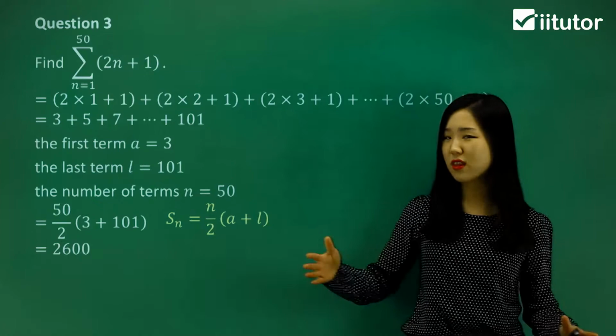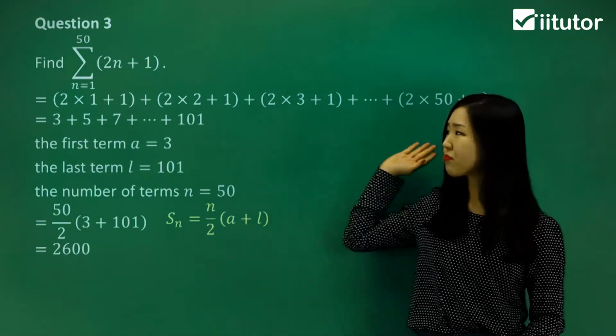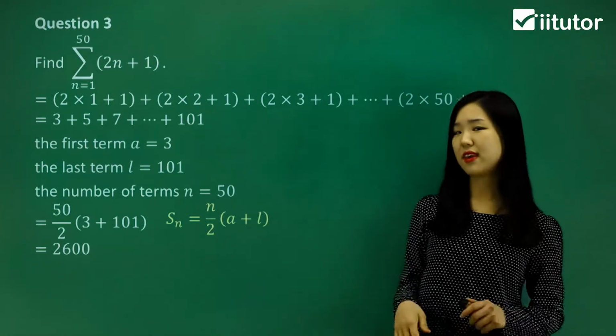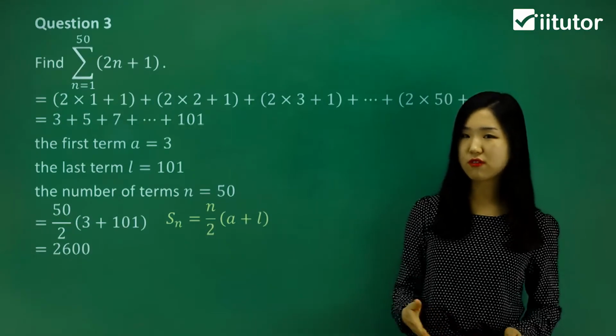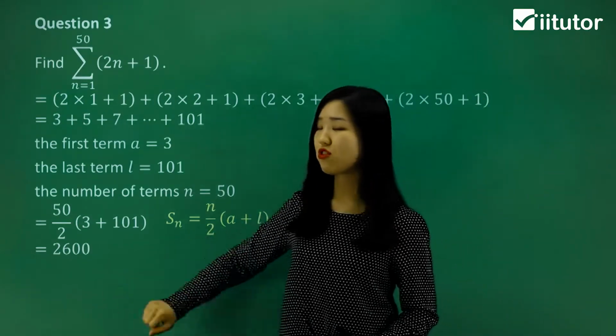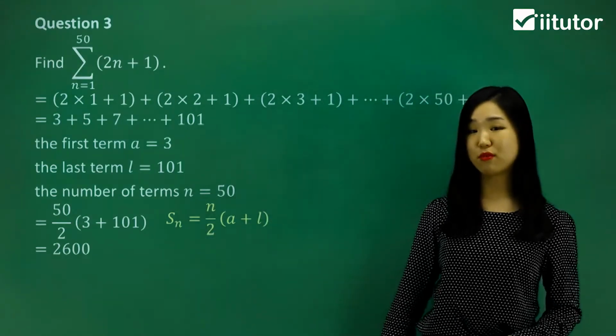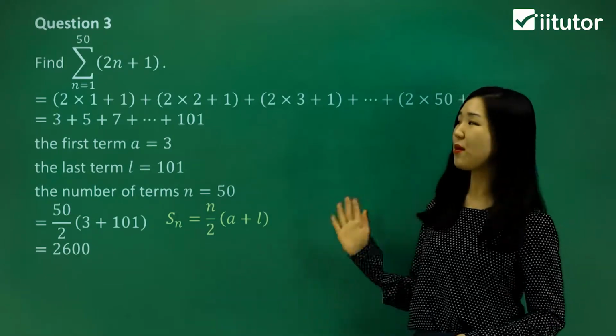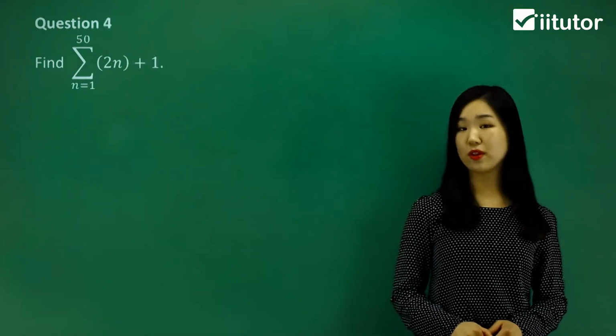So when you get a really, really long sum, see if it's arithmetic or even geometric if you can, but just check, and then we can use some formulas to simplify it easily. Alright guys, so that was question 3. We'll try another one, question 4.